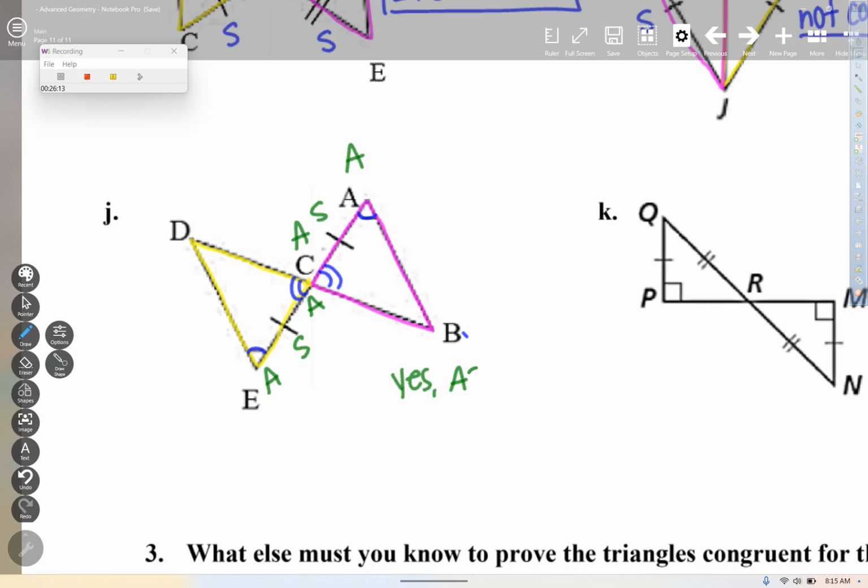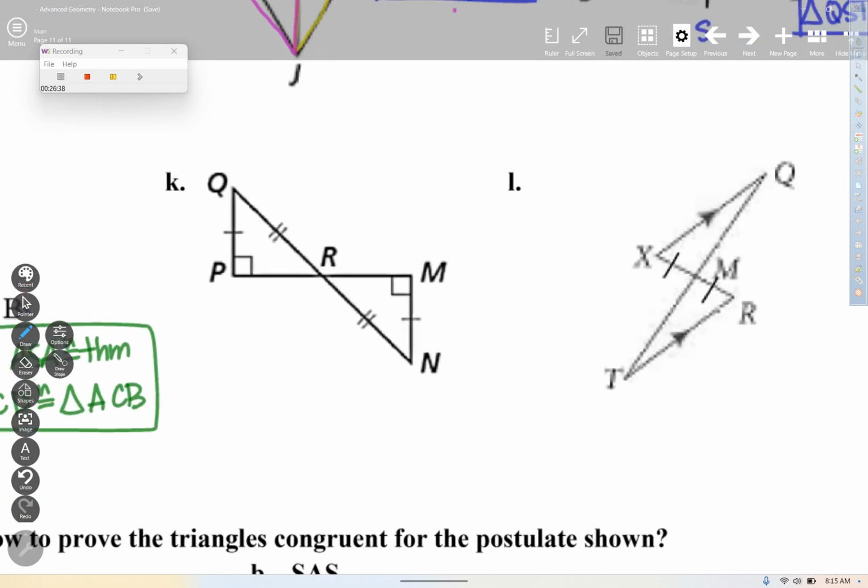And then I can say triangle, let's make it up here. We have, let's go ECD is congruent to triangle. Okay, E had an arc mark and C had double. So ACB. Perfect. Let's move on to this one.